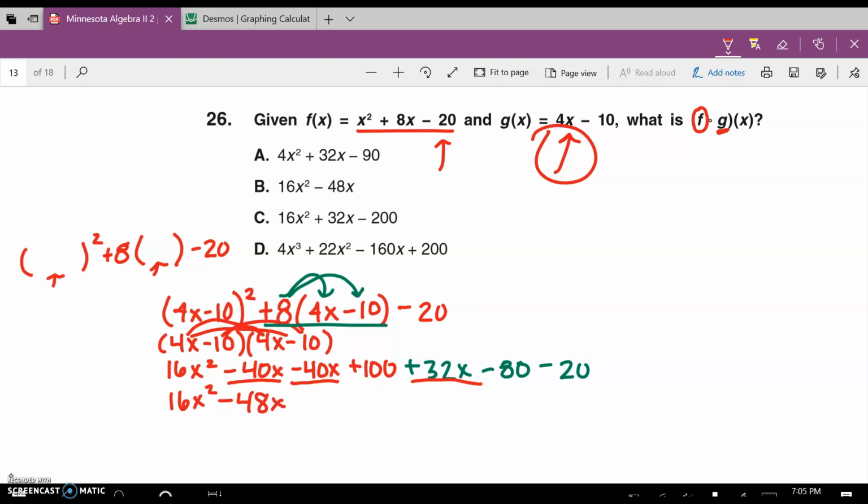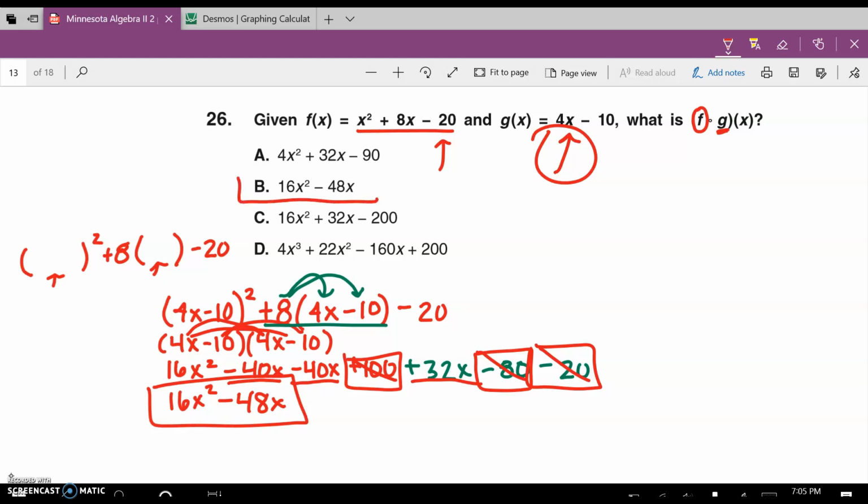Okay, then I've got 100 minus 80 minus 20. So that would all cancel out. So my answer would be 16x squared minus 48x, which is answer choice B.